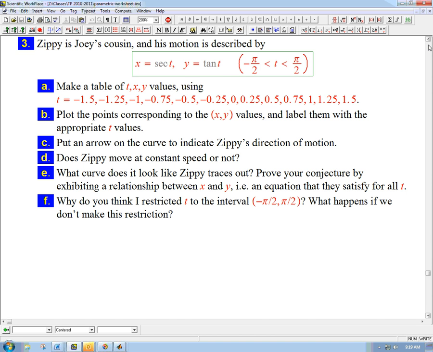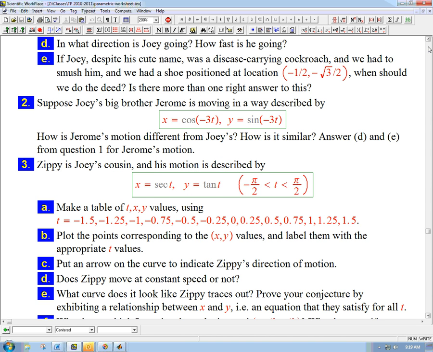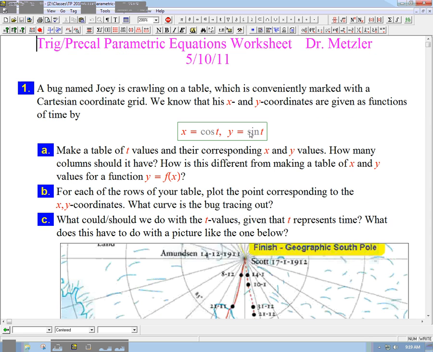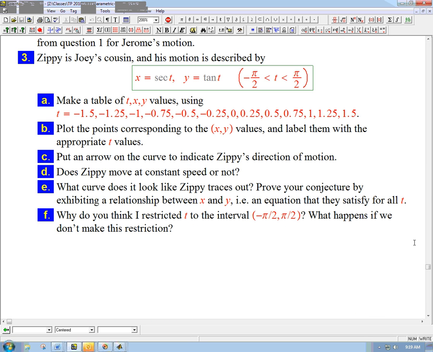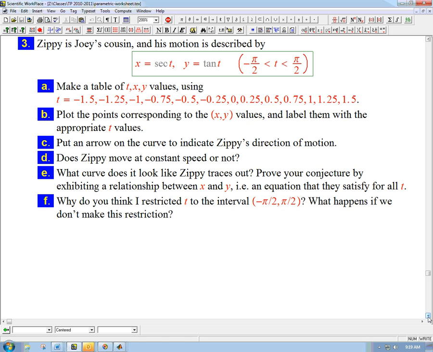Above this, we looked at, for example, cosine t, sine t, and we discovered that made a circle. And that's not an accident. Cosine t and sine t are designed to trace out the unit circle. It's a major part of what we were doing last semester with the trig. And so you might think secant t and tangent t should have something to do with the circle still. But it's kind of surprising that it doesn't look like a circle in the end.